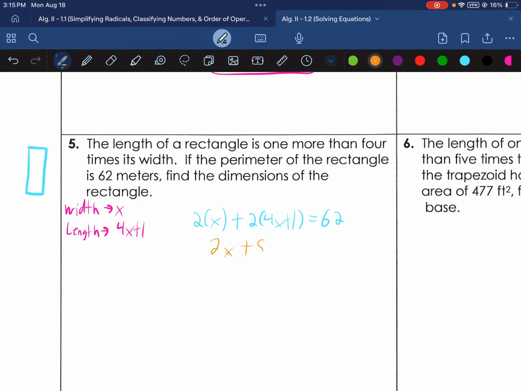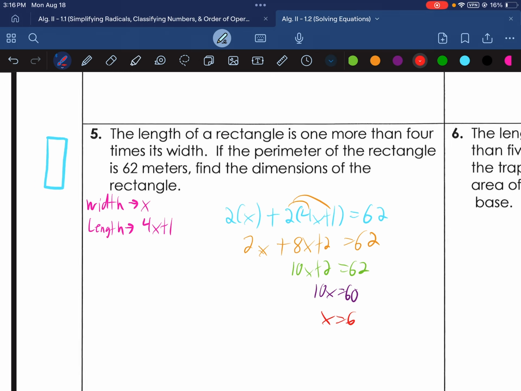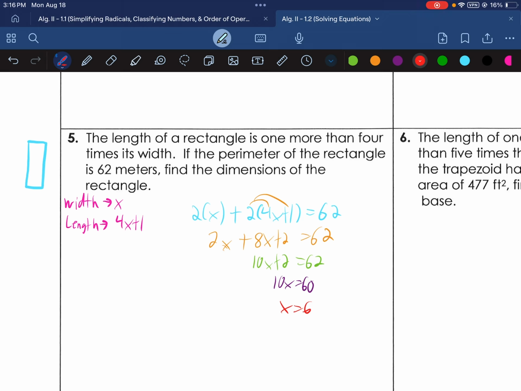And so now as we distribute, we get 2x plus 8x plus 2 equals 62. Conversely, you could actually divide everything by 2 here as well instead of distributing, since all of these are divisible by 2. Now if I combine like terms, I get 10x plus 2 equals 62. Subtracting 2 on both sides gives me 10x equals 60. And dividing by 10 gives me x equals 6.